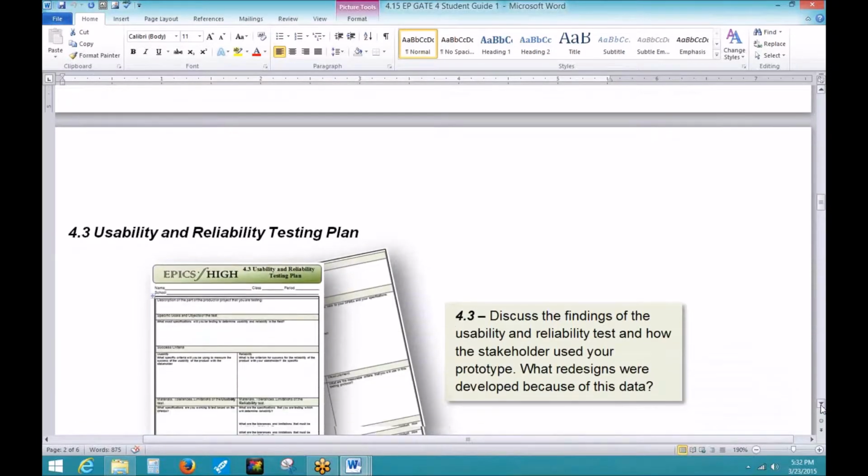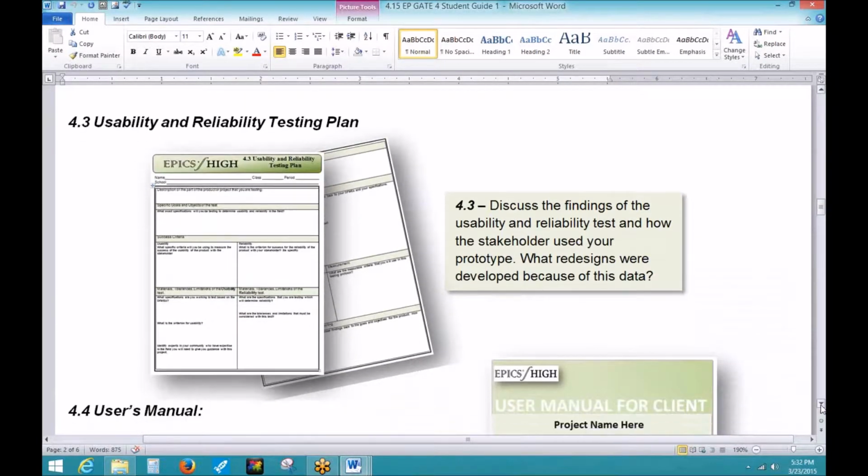And there's your usability and reliability test. So again, if your kids have all the documentation, you don't have to use all these forms. But again, if you need them, that's an important part too. But really talking about the usability and is it reliable? So walking through that in 4.